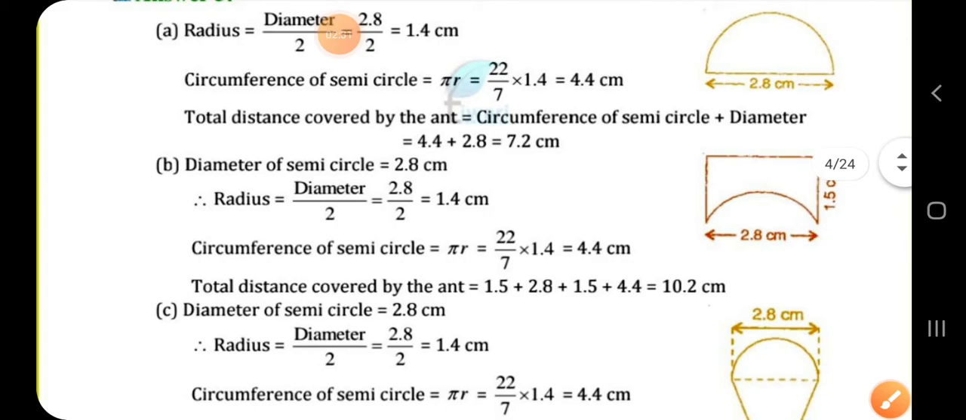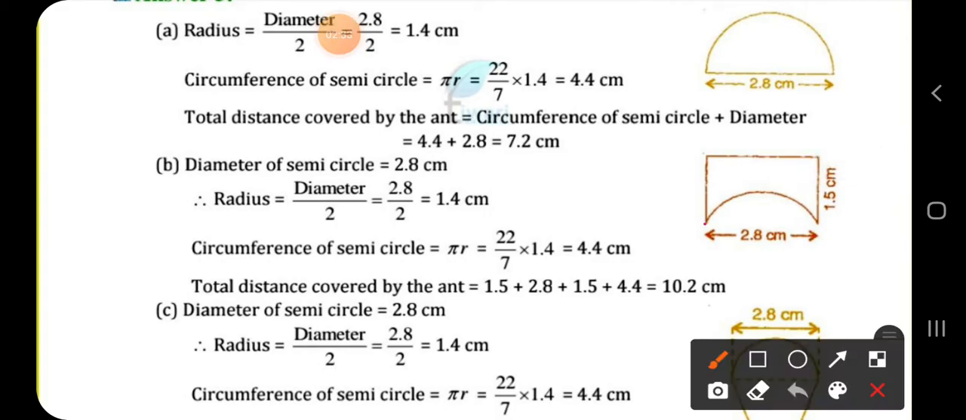Now the second one. If the ant starts moving from this point, then the perimeter will be the sum of this distance, then this line, again this side, and this curved shape. So here, what is the length of this width, meaning what is the length of this line? Here it is 1.5, so here it will be 1.5. Now this total distance is 2.8, so here also it's 2.8. So we got this line 1.5, this side 2.8, and this side 1.5.